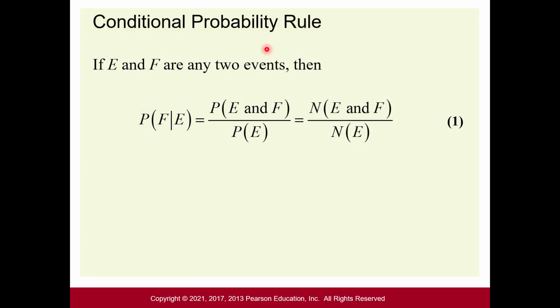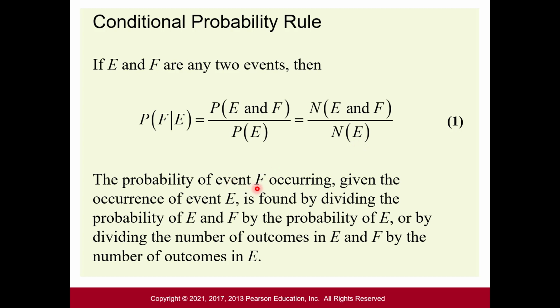So here's our conditional probability rule. E and F are any 2 events. Then the probability, so this is the calculation for it, that we have an event F given that E has occurred, you can compute it as the probability of events E and F, so the intersection of the 2, divided by the probability of just event E. The other way to compute this is saying that the number of outcomes of events E and F divided by the number of outcomes in event E.